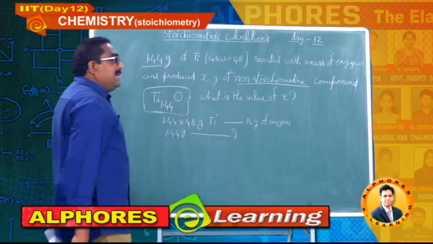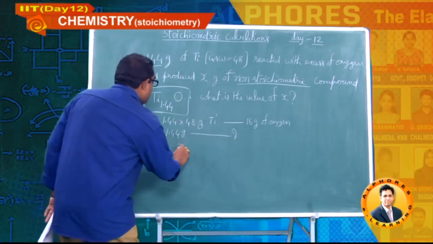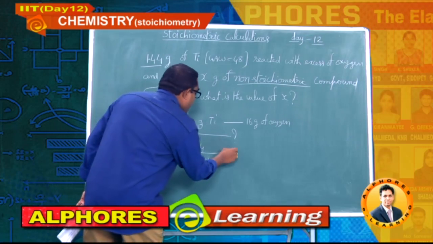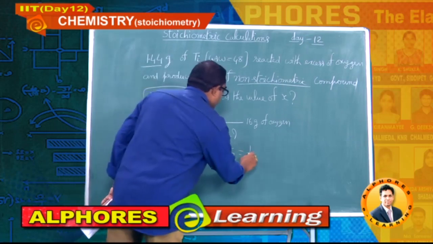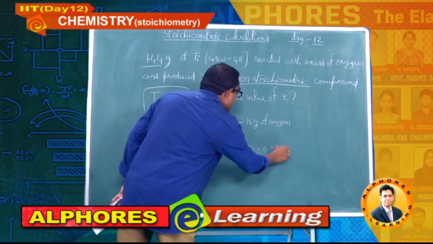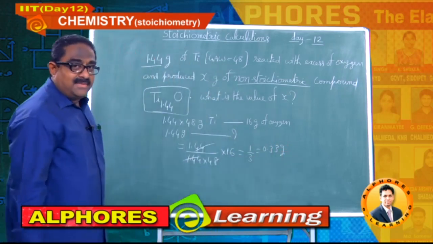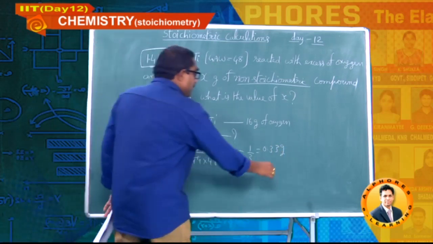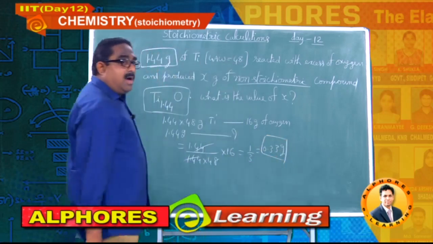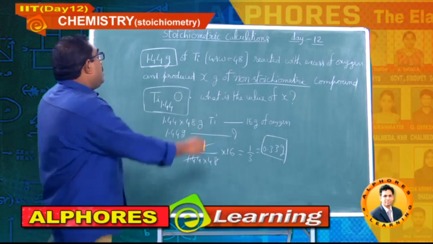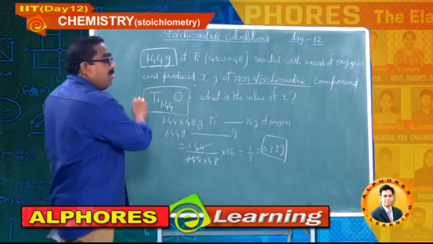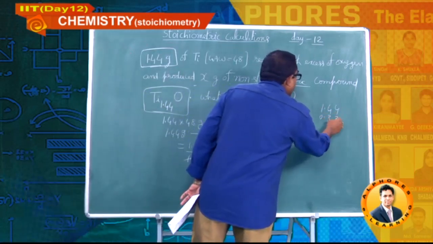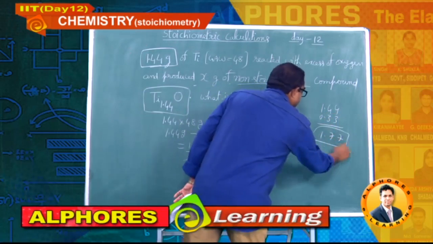So how much oxygen is going to be utilized for the reaction? That is 1.44 divided by 1.44 into 48, into 16. That is 16 by 48, that is 1 by 3, that is 0.333 grams. You can write simply 0.33 grams. 1.44 of titanium combines with how much oxygen? Now we got 0.33. So X grams is the mass of non-stoichiometric compound. So your answer is 1.44 plus 0.33, that is 1.77.